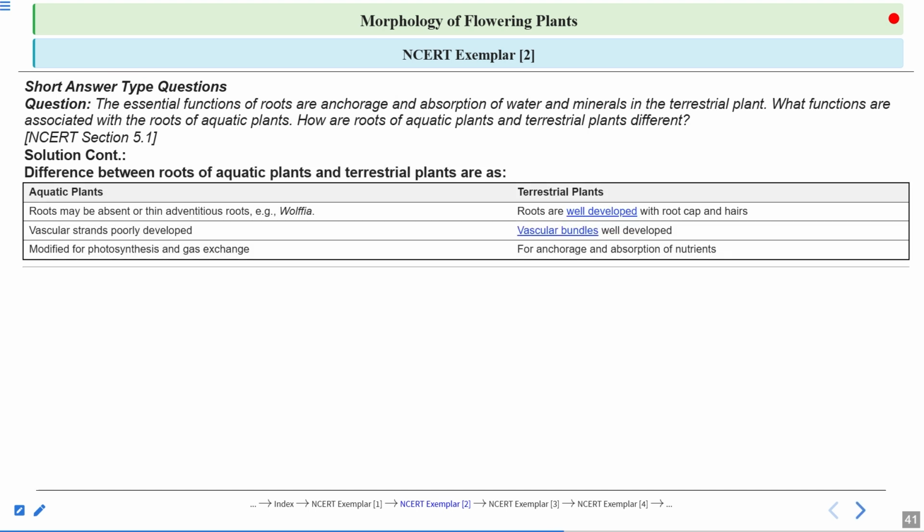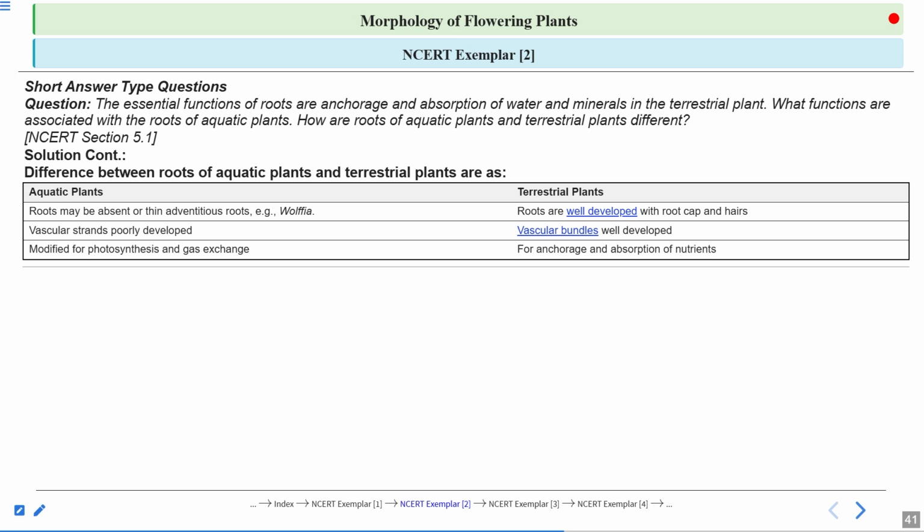Now we have to talk about the difference between the roots of aquatic plants and terrestrial plants. What are the differences? Let us see. In aquatic plants, roots may be absent or thin adventitious roots, like we see in Wolffia, which is one of the aquatic plants. No roots are present; it is a rootless plant. In terrestrial plants, roots are well developed with root cap and hairs, because they have to develop deep into the soil, right? So to avoid friction and so the root does not get damaged, the root tip is covered with the root cap.